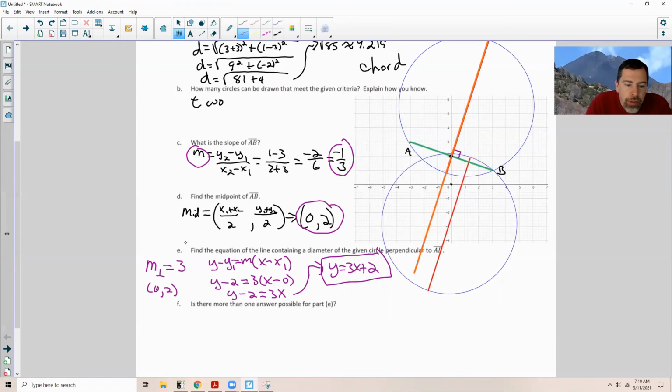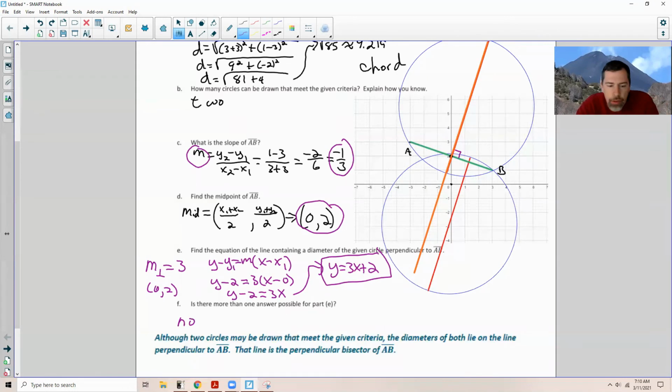So is there more than one solution? And the answer is no. And if you want a narrative on that, we could say, although two circles may be drawn that meet that given criteria, the diameters of both lie on the line perpendicular to AB. That line is the perpendicular bisector of AB. So we want to be over here so that our two endpoints A and B are on either one of those two circles and it's the same diameter. So there is only one solution.